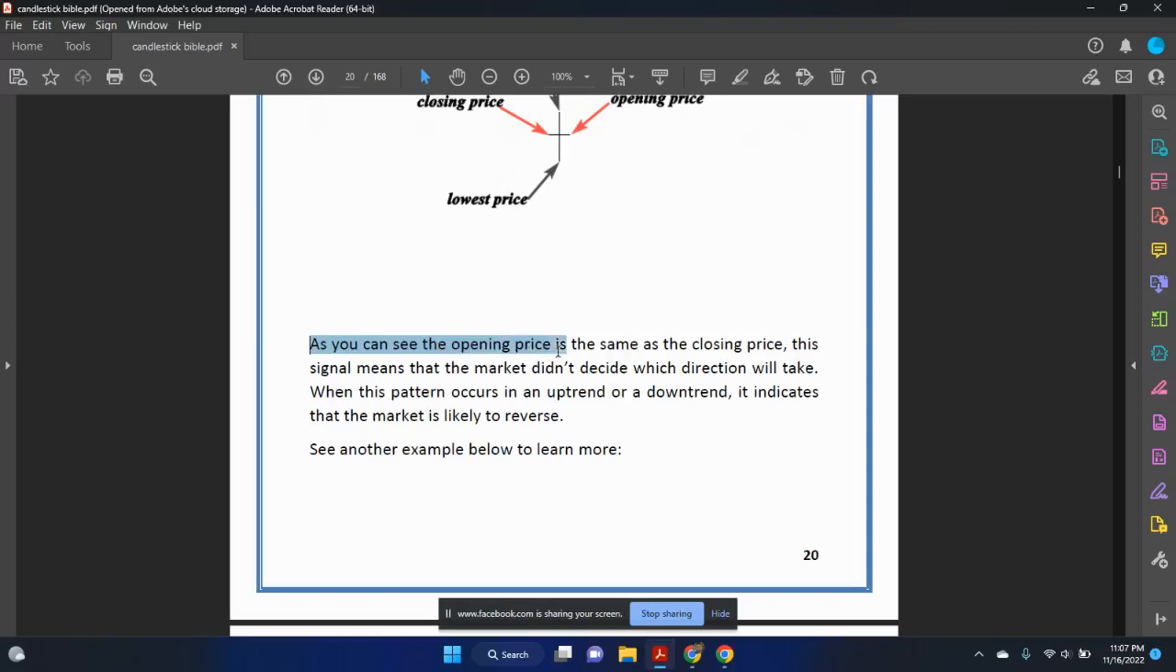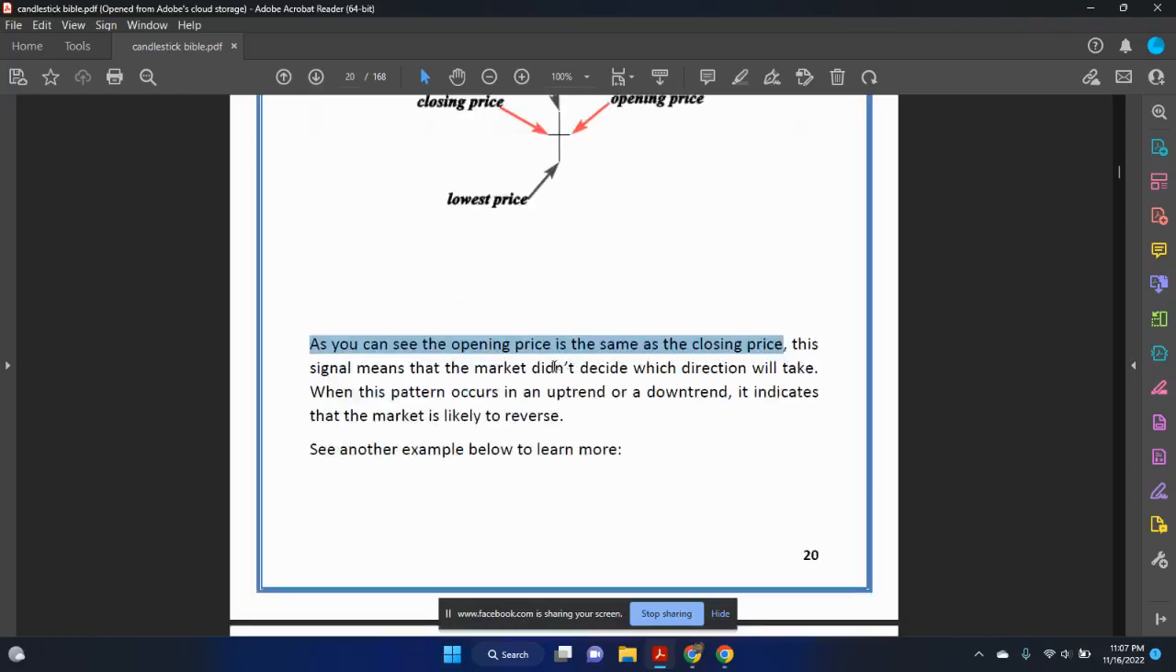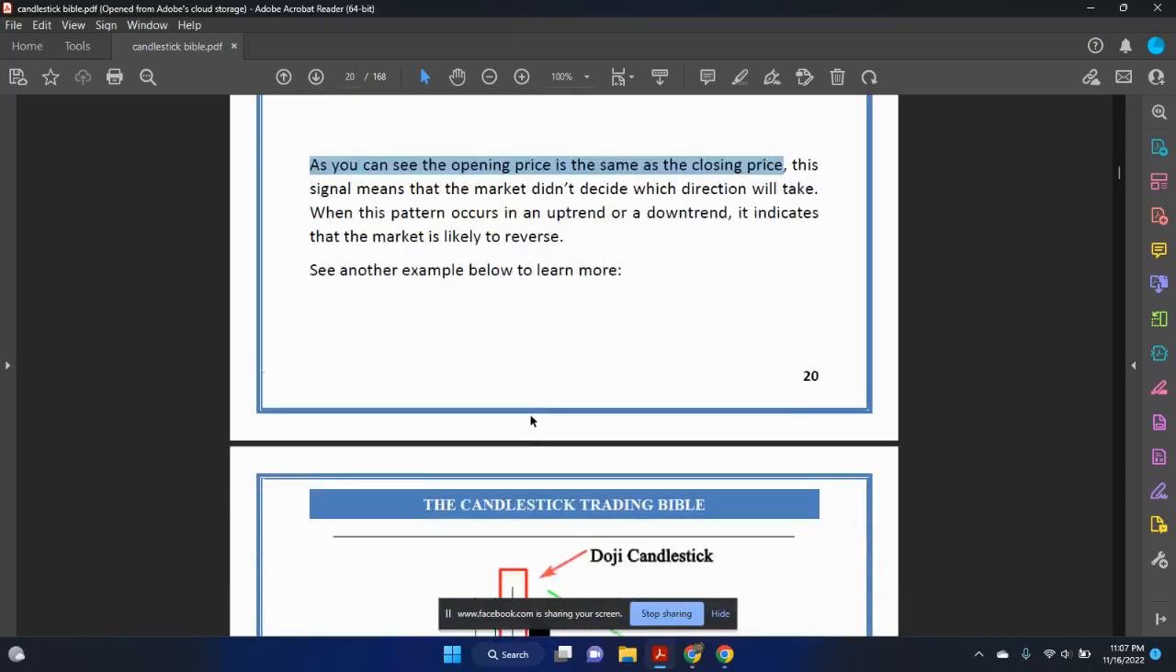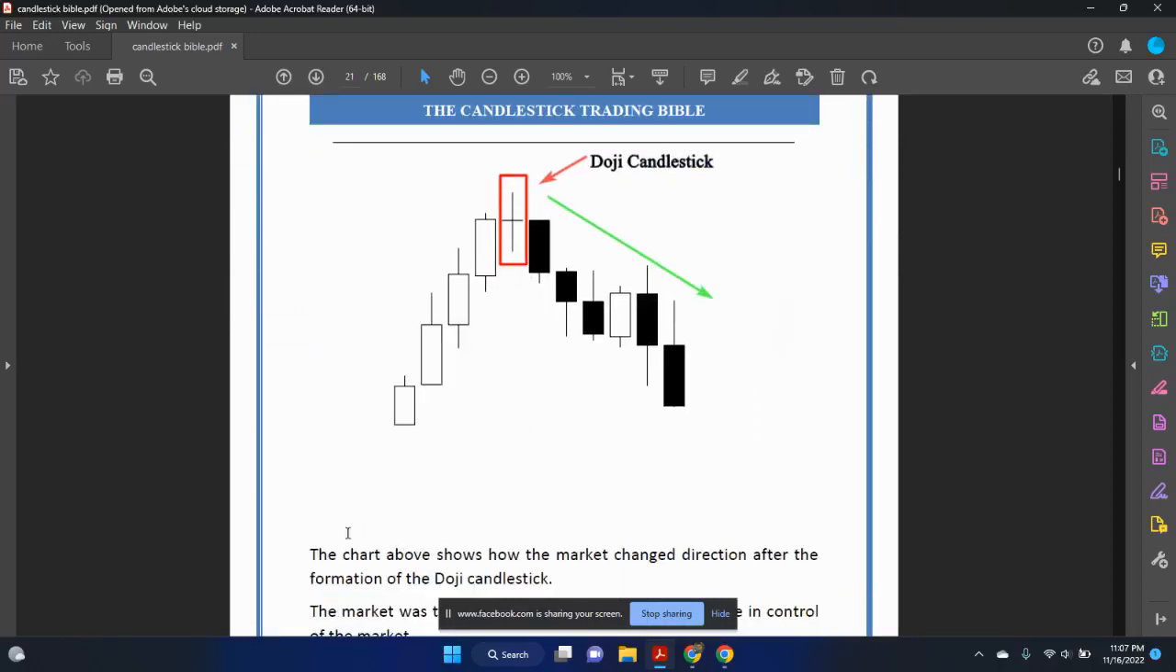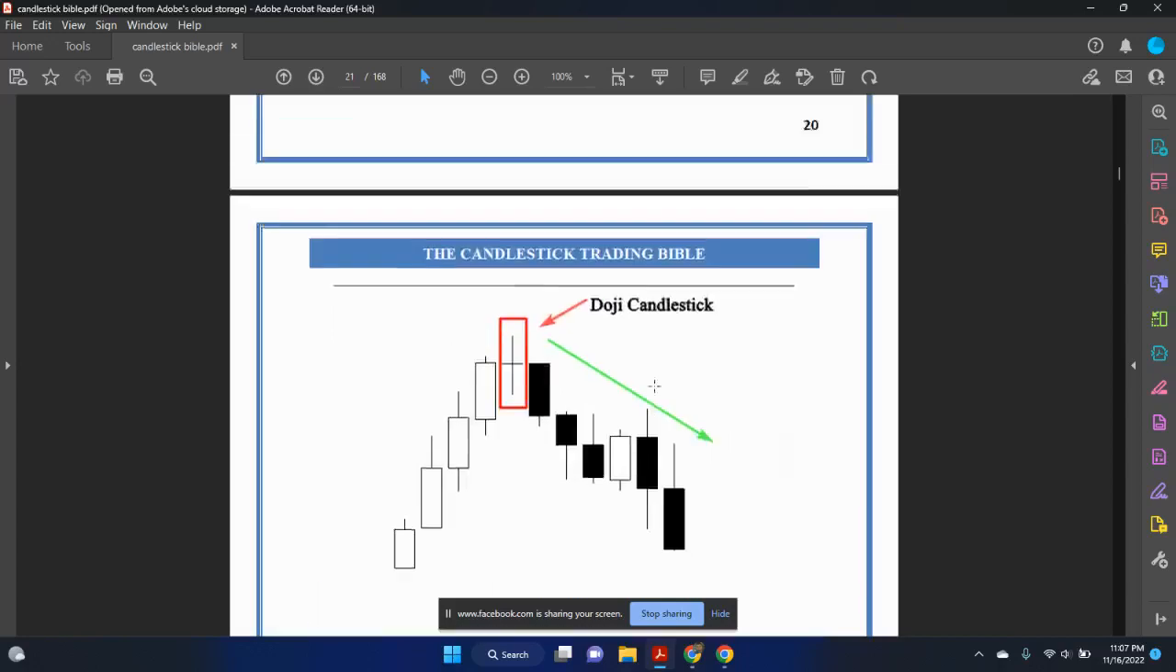And it says, as you can see, the opening price is the same as the closing price. This signal means that the market didn't decide which direction to take. When this pattern occurs in an uptrend or downtrend, it indicates the market is likely to reverse. Okay. And then it says, see another example below to learn more. And here's our example that we have here. Looks like it was an uptrend, indecision, and then we have a downtrend.